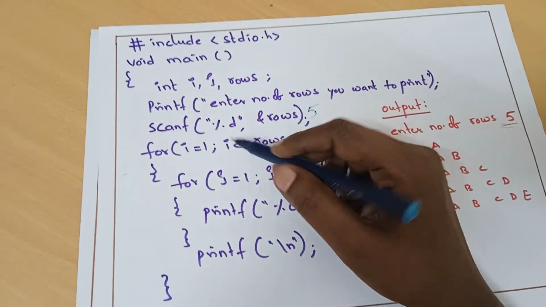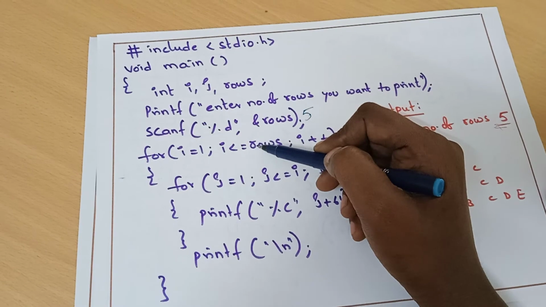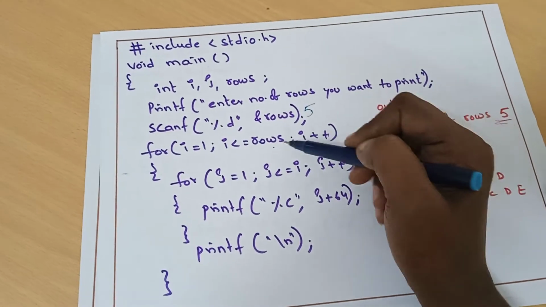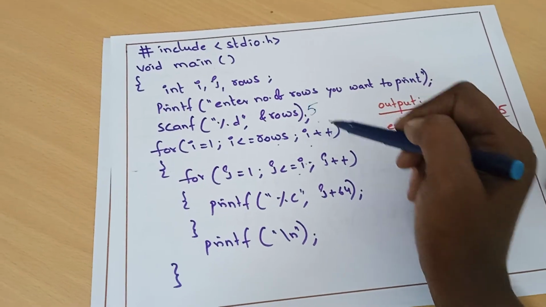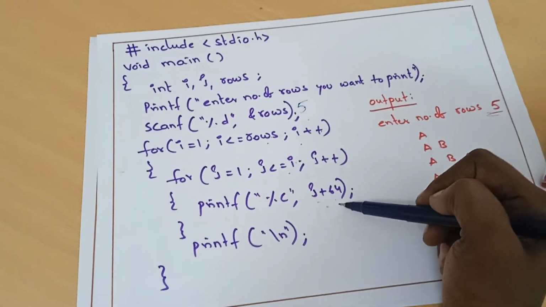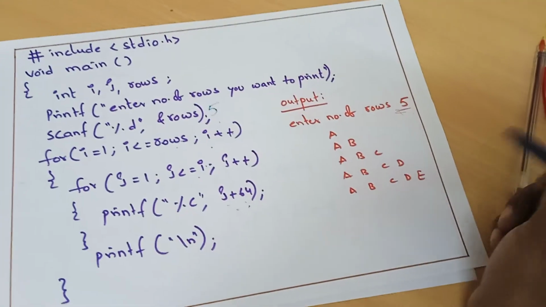Now here i is equal to 1, i less than or equal to 5, i plus plus. Condition true, we will come down. Condition fail, we will go back. Now we'll print this. So this is my output.